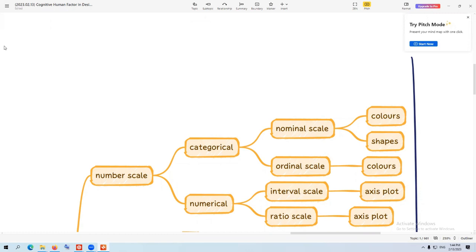This would be something like a beauty pageant, right? So when I say the most beautiful contestant wins the crown, the second most beautiful is the first runner-up, third most beautiful will be the second runner-up. But that's all you can say. You can say that this one is more beautiful. Can you say how much more?